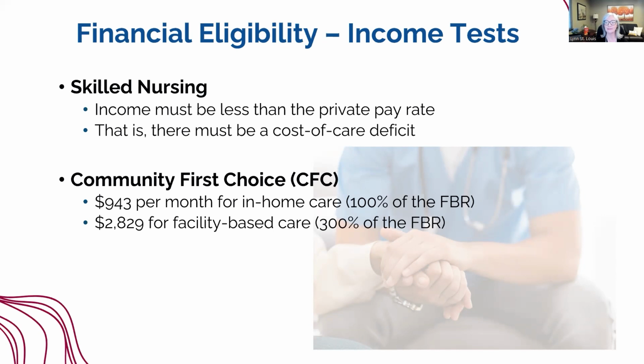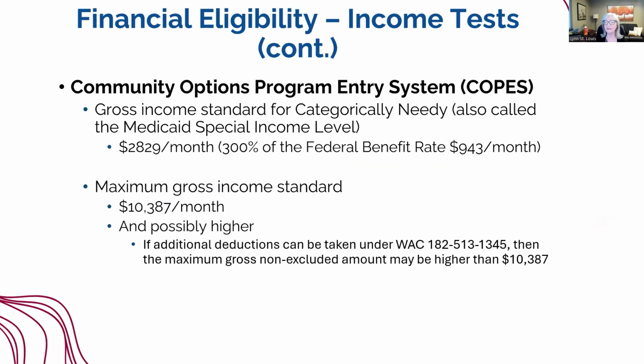So if a person's income is less than that, then Community First Choice might be an option. If their income is more than that, but they need care at home or assisted living or adult family home, then what you're going to be looking at is the COPES program, which stands for Community Options Program Entry System. But COPES is what we call it. The income standard for categorically needing, which is, don't get bogged down in that. It's the same though, $2,829.